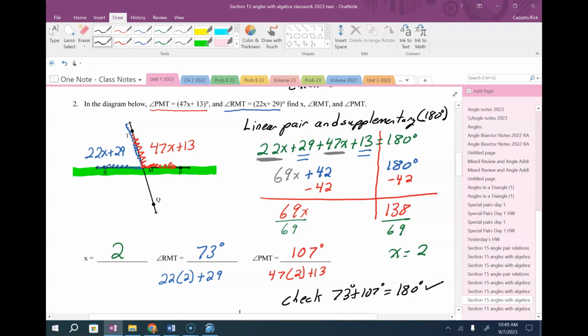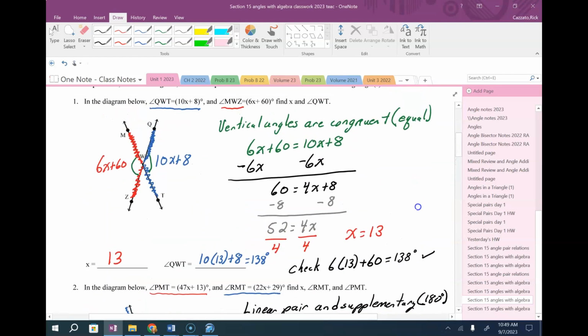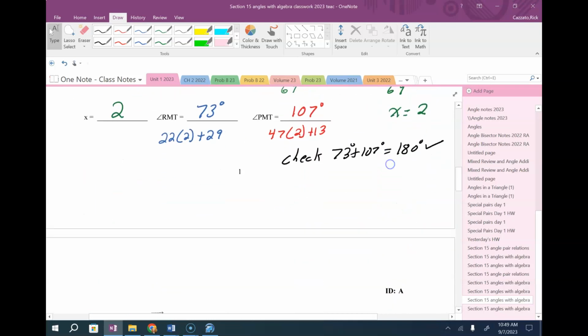So this is a linear pair. The two angles add up to 180. In problem number 1, these were vertical angles, and vertical angles are congruent. Let's turn the page and look at problem number 3.